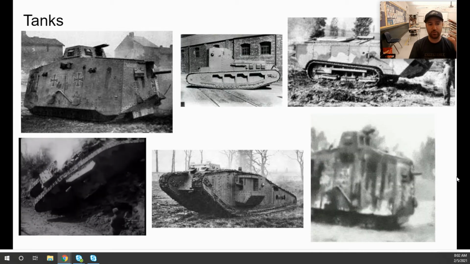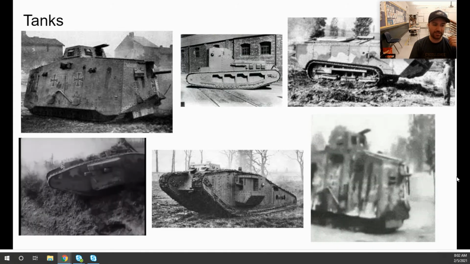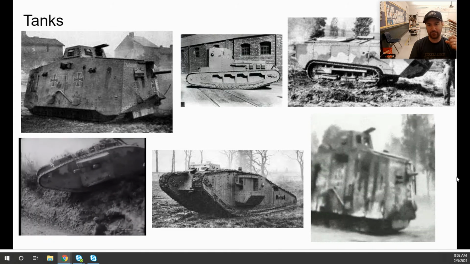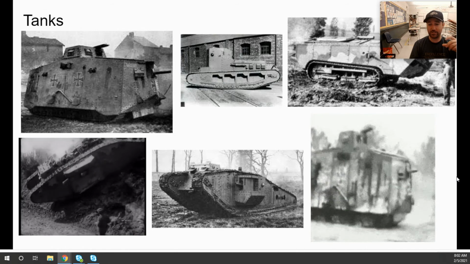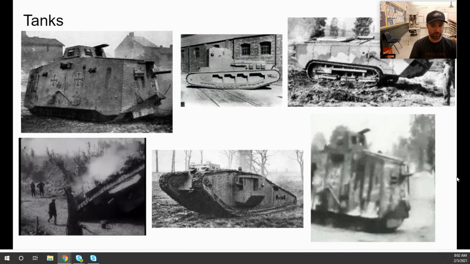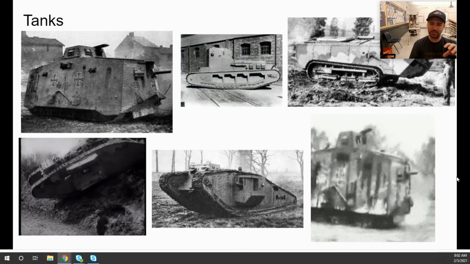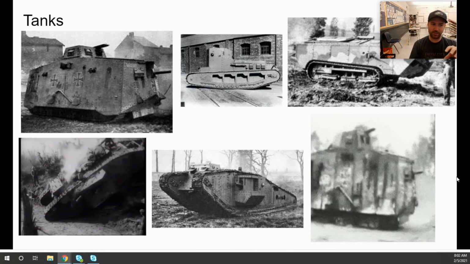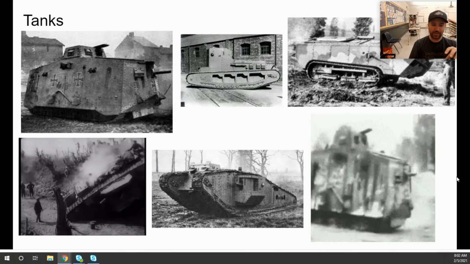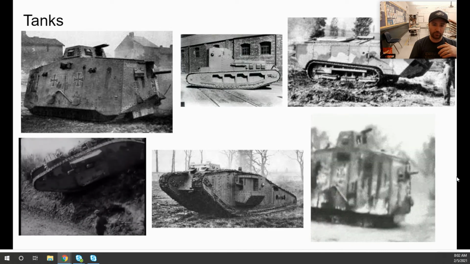But these things were so big, clunky, and they would break down so often that it really does not break the stalemate. The tank, while itself will be a military technology that will continue, especially when we talk about World War II, but in World War I, they just didn't. They weren't fast or mobile enough to be able to break the stalemate, and both sides began to employ their own versions of the tanks.